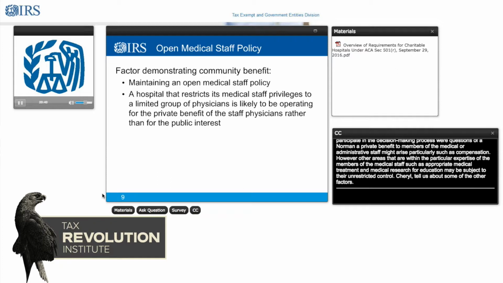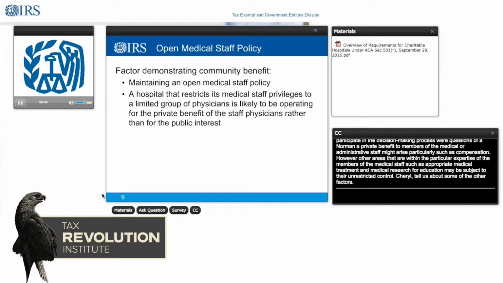For taxable years beginning on or before December 29, 2015, the final regulations provide that a hospital facility may rely on a reasonable good faith interpretation of Section 501R. A hospital facility will be deemed to have operated in accordance with a reasonable good faith interpretation of Section 501R if it has complied with the provisions of the 2012 and/or 2013 proposed regulations.